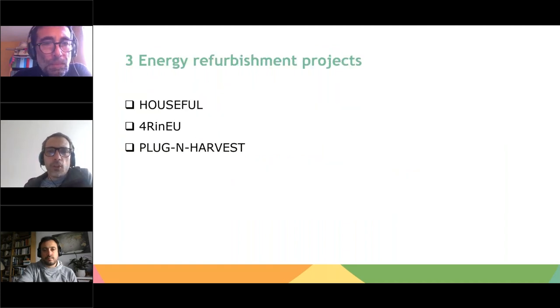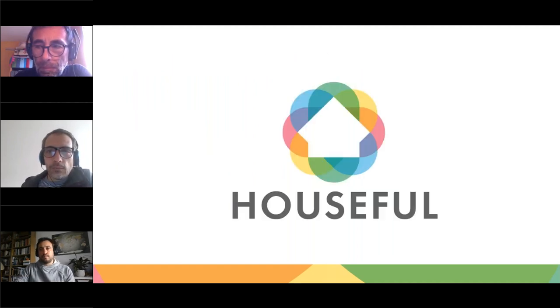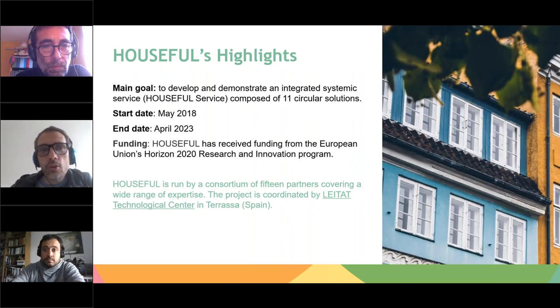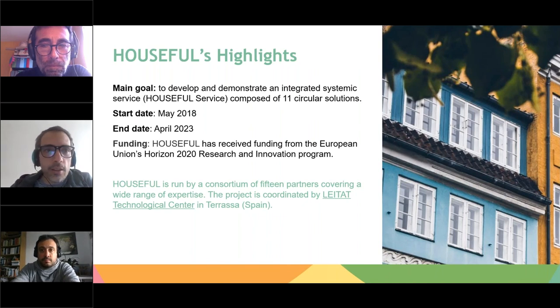All right, so the three projects we have: the Houseful, the 40 New, and the Plug and Harvest. The main goal of Houseful was to develop and demonstrate an integrated systemic service, the Houseful service, composed of 11 circular solutions. There are solutions for water, for energy, for business model. It is a Horizon 2020 project that started in May 2018 and will finish in 2 months, in 2023.